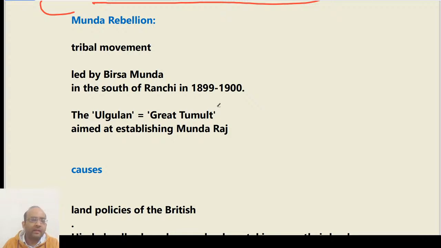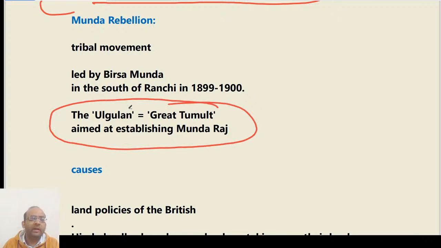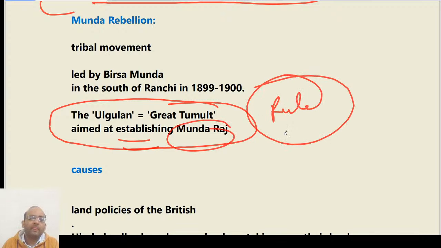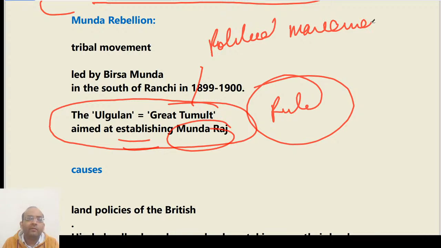his rebellion is known as Ulgulan, that is Great Tumult, which aimed at establishing a Munda Raj, which is basically the rule of Birsa Munda. That is, this rebellion was a political movement. It advocated transfer of power from Britishers to Mundas.